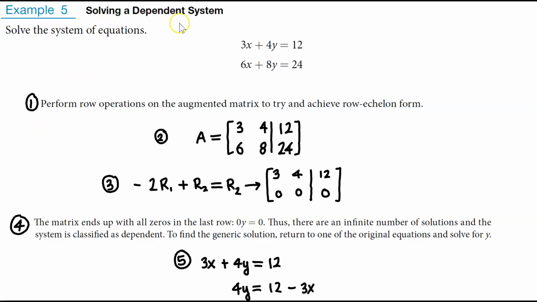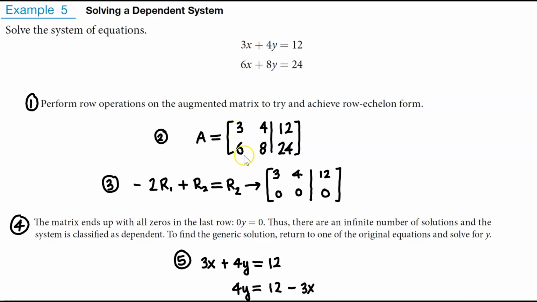In example 5, we're going to be solving a dependent system, and we want to solve the system of equations. So we're going to perform row operations on the augmented matrix to try and achieve row echelon form. So the first thing we want to do is write it in augmented matrix form.